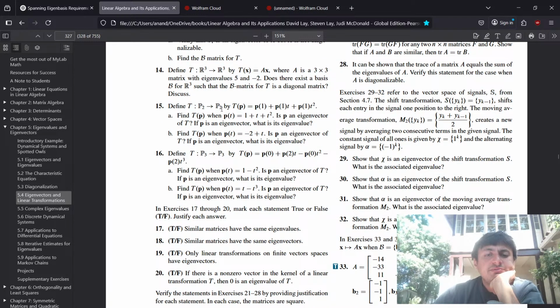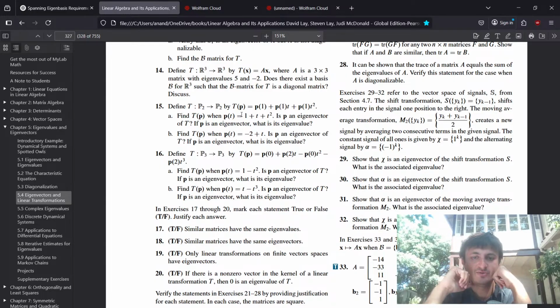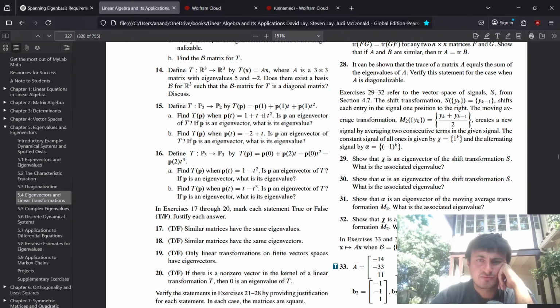15, define T from P2 to P2. Find T of P when P of T equals. Whoa. I like these polynomial ones. These polynomial ones are fun for me. So this is just apply it, right? So you just take P of 1. So this is going to be 1 plus 1 plus 1, so this is going to be 3. And then P of 1 times T is going to be 3T. And this is going to be 3T squared.